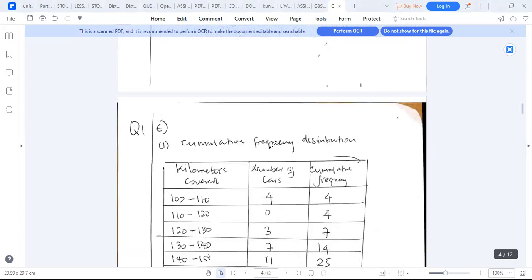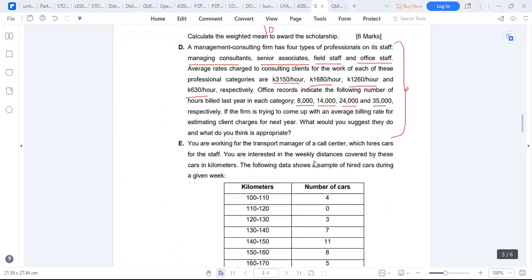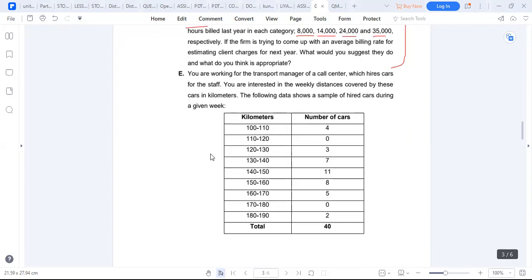So that is a submission you could give, because the question asked what do you think is appropriate? All right. Part E, we are told that you're working for a transport center which has cars for staff, and you're interested in weekly distances. So we're given the following information.